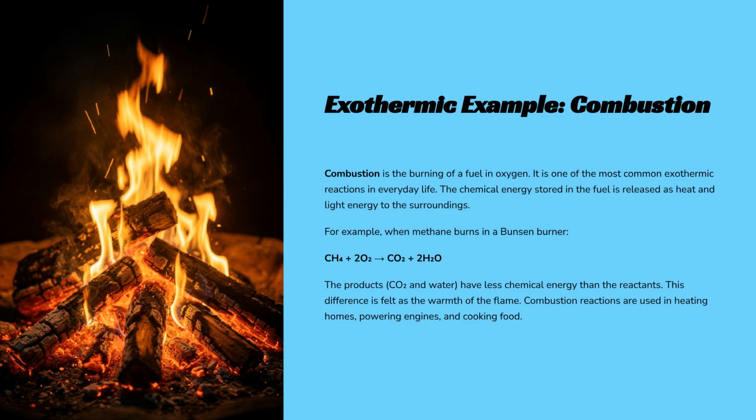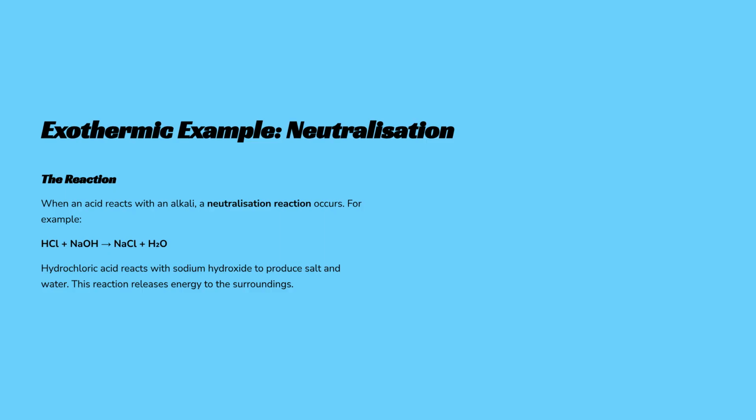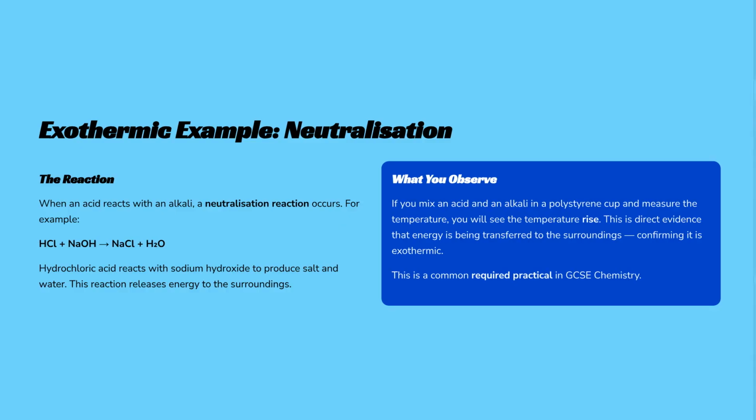Combustion is a common exothermic example. Burning fuel releases heat and light energy to the surroundings. Products like carbon dioxide and water have less chemical energy than the reactants, which is felt as the flame's warmth. Neutralization is another exothermic reaction. When an acid and an alkali react, energy is released to the surroundings. This causes the reaction mixture's temperature to rise, which is often a required practical in GCSE Chemistry.